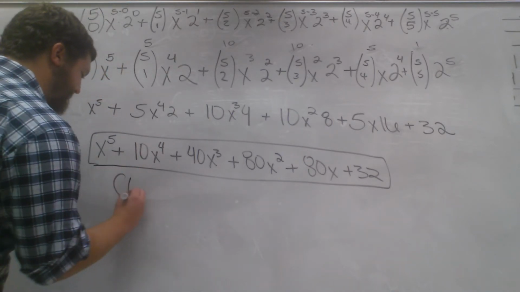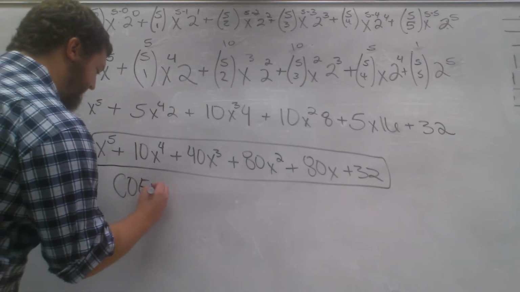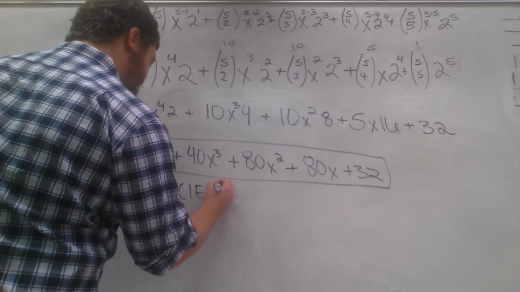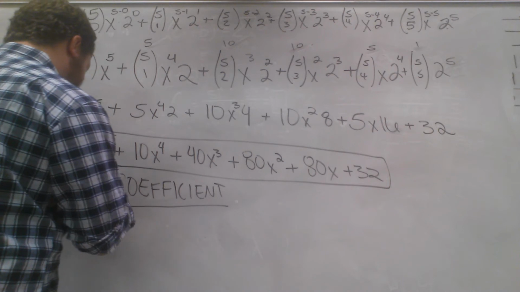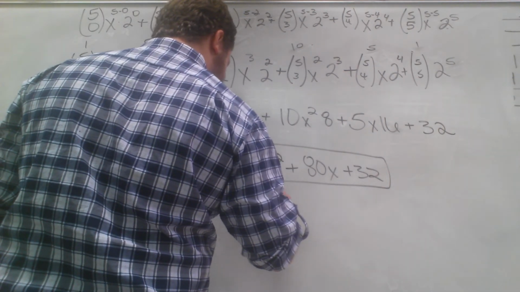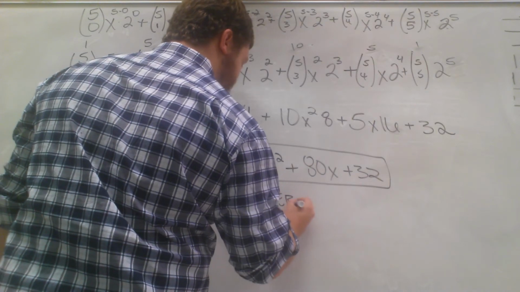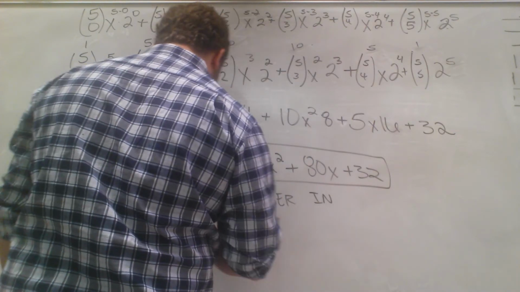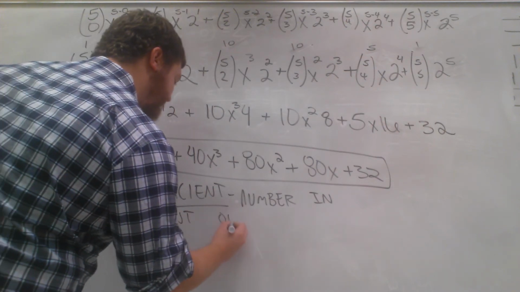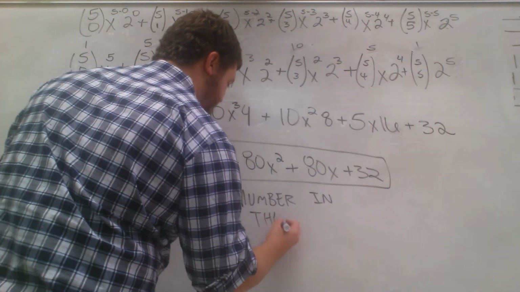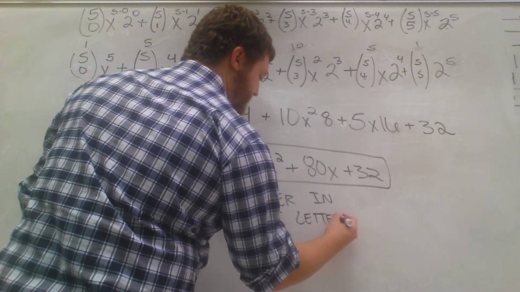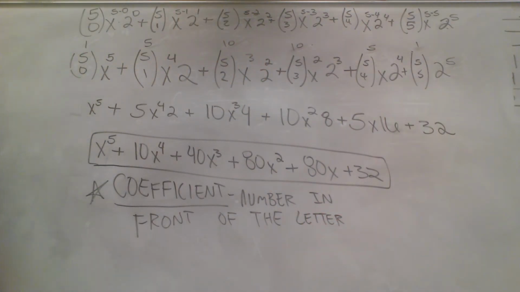Okay? It's this, and I should have shown it to you beforehand, but I didn't. Coefficient. A coefficient is just the number in front of the letter. That's not the most mathematical term for it, but that's what we're going to say.